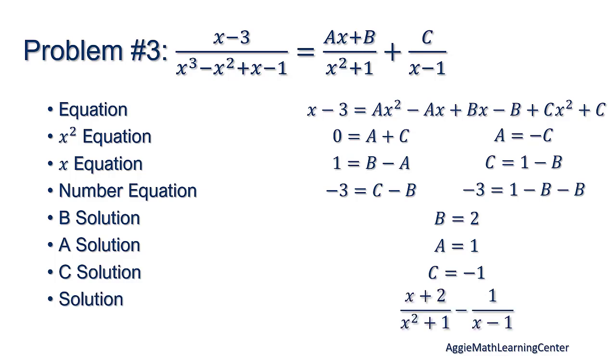With those variables solved for, we can write our final solution as x plus 2 divided by x squared plus 1 minus 1 divided by x minus 1.